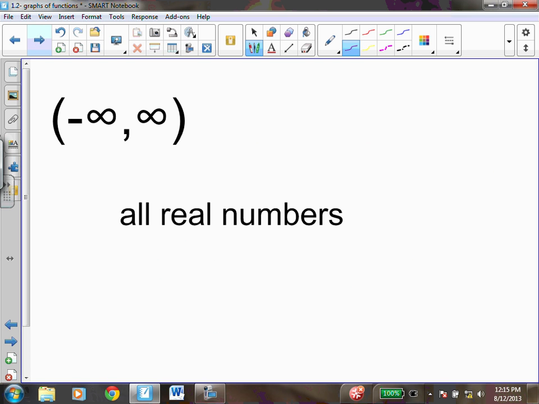So let's try this. Whenever we want to talk about all real numbers, we describe it like this. We say that our interval is from negative infinity to positive infinity. That's something to keep in mind because we'll use that a lot later.